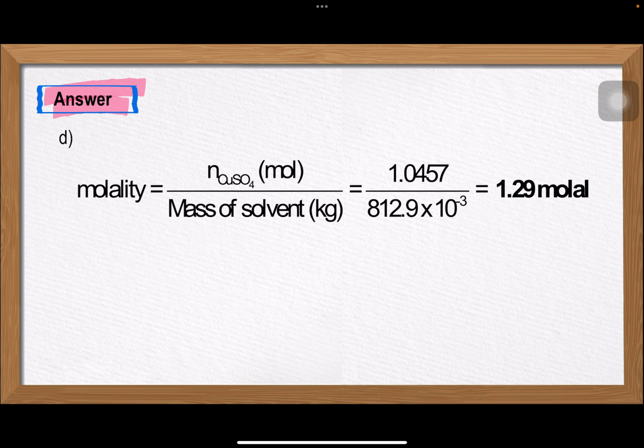And then the last one is molality. Molality is mole of solute divided by mass of solvent in kilogram. Before this you already know the mole of solute, and the mass of solvent we also already know. So you just insert in the formula, 1.29 molal.